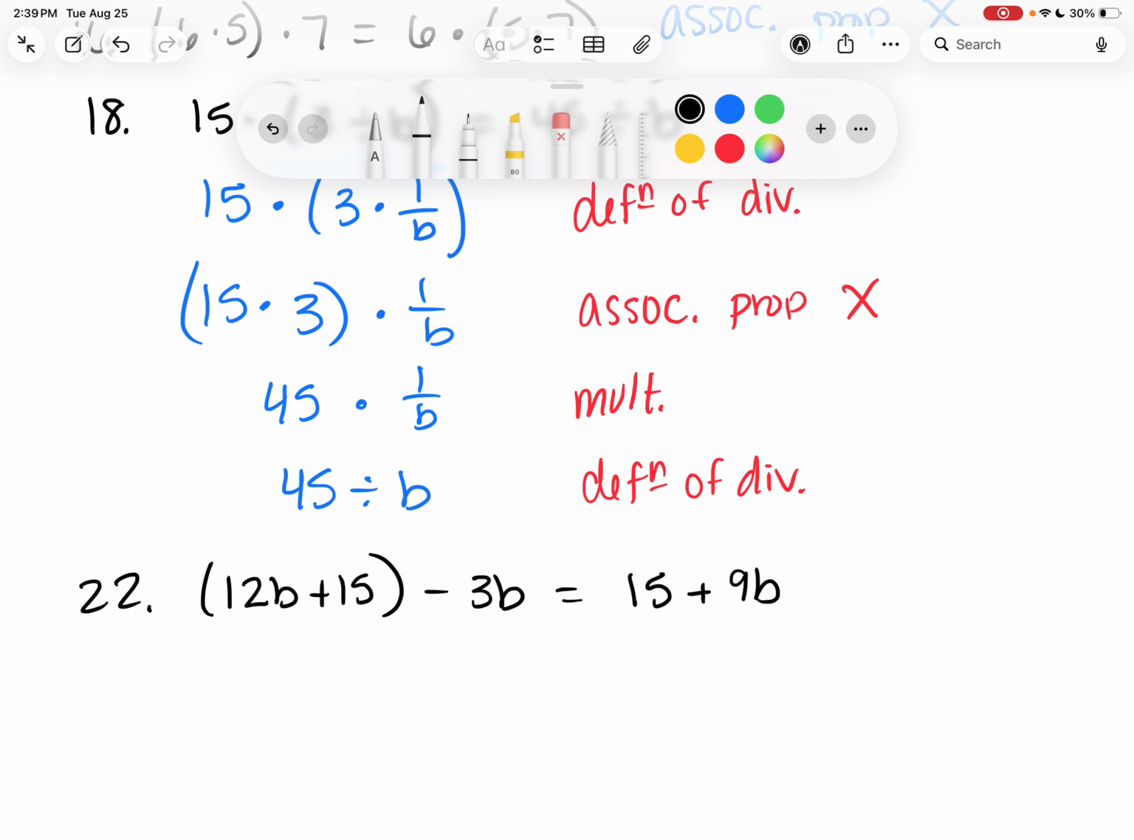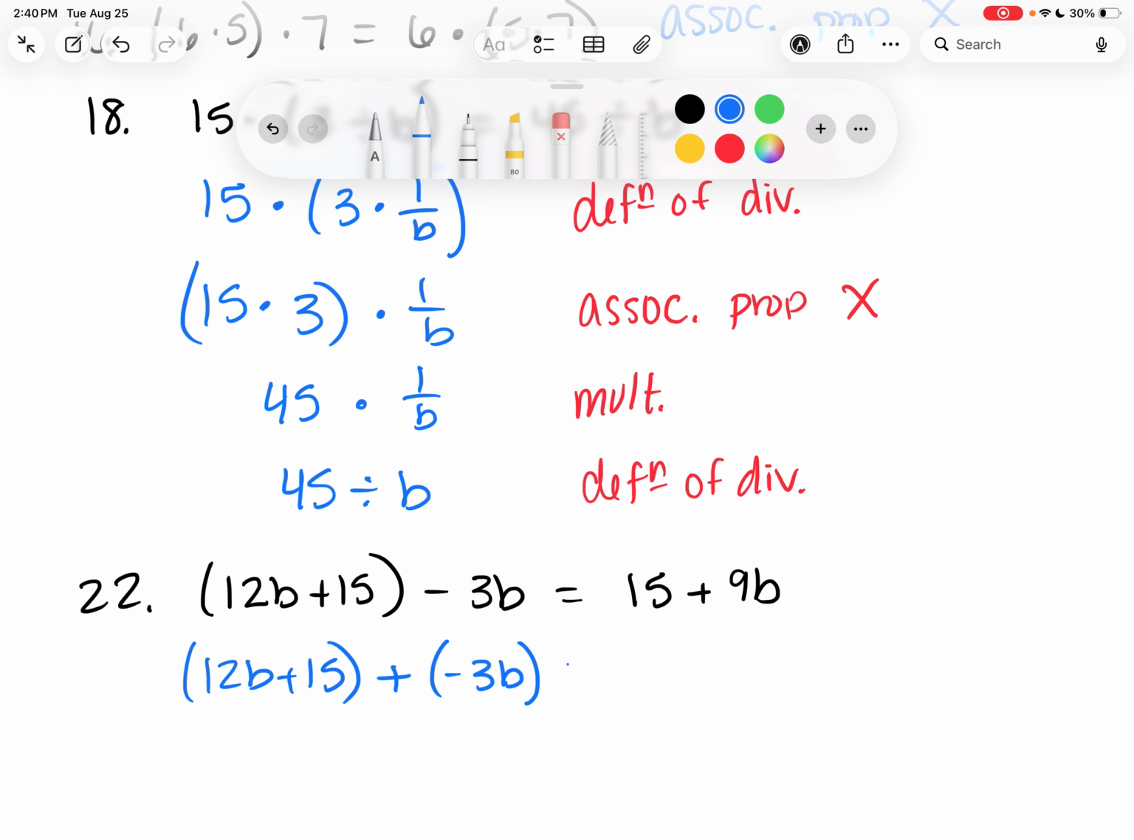So again, there's a temptation here to just swap 15 and negative 3b and call it a day. Well, we can't. We have to follow the steps in order to do our order of operations, okay? Subtraction doesn't exist in math, so I need to add the inverse. So that's going to be my first step, to rewrite this as in parentheses 12b plus 15, and then plus a parentheses negative 3b.